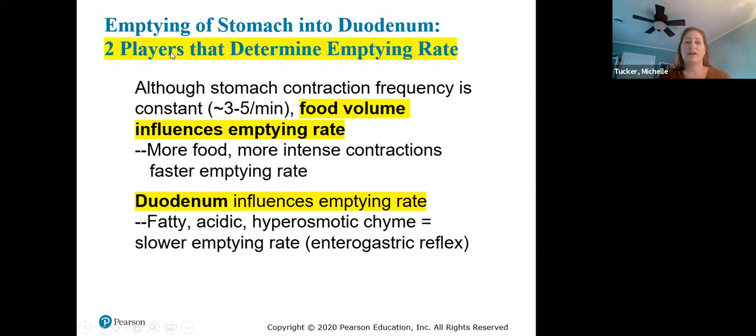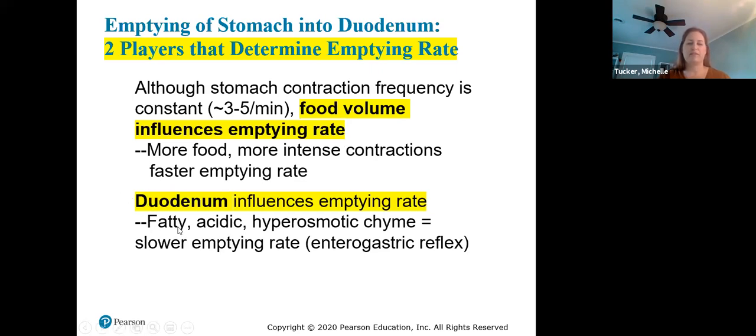So there are two factors that determine emptying rate. The first is food volume. The greater the food volume, the faster the emptying rate. So the more food, the more intense the contractions, the faster it will empty into the duodenum. And then on the flip side, the duodenum, through hormones and nervous reflexes, is going to slow the emptying rate.